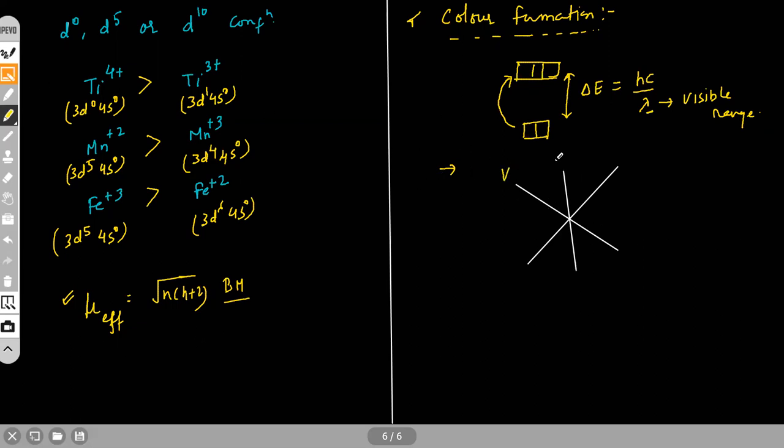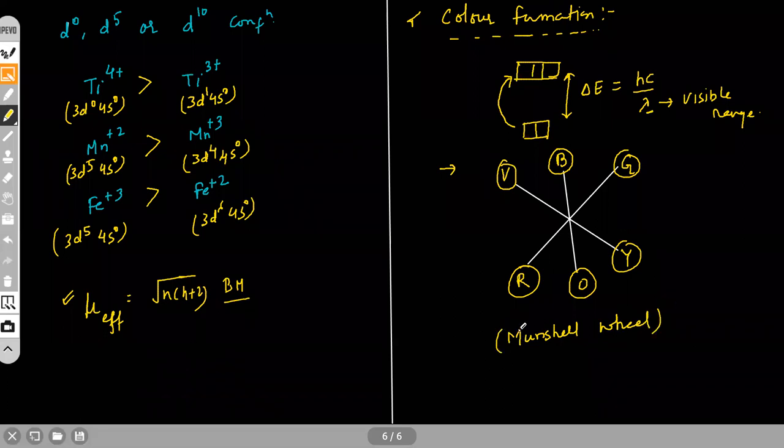Complementary color. Here we have V, B, G, Y, O, R. This we call it as Munsell wheel. So suppose it absorbs radiation of violet color, then the color that appears will be the complementary of this violet color, which is the opposite color of it, that is yellow. If it absorbs blue color radiation, color will be orange. Green color will be red. Okay, so opposite color or complementary color means it shows the opposite color. So this wheel we call it as Munsell wheel.